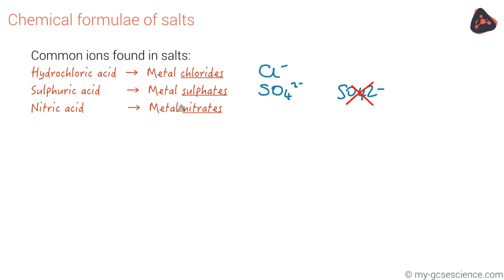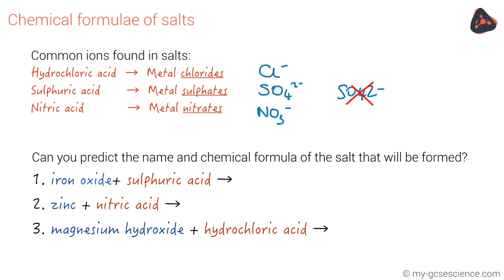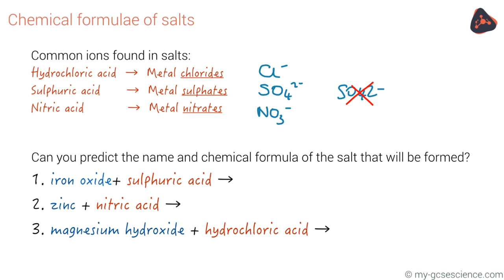When nitric acid reacts to make a metal nitrate, it will always include the formula NO₃⁻ for nitrate. Again, remember to write the number of oxygens below the line and the charge of the nitrate ion above the line. So see if you can predict the name and the chemical formula of the salt that will be formed in these three reactions.